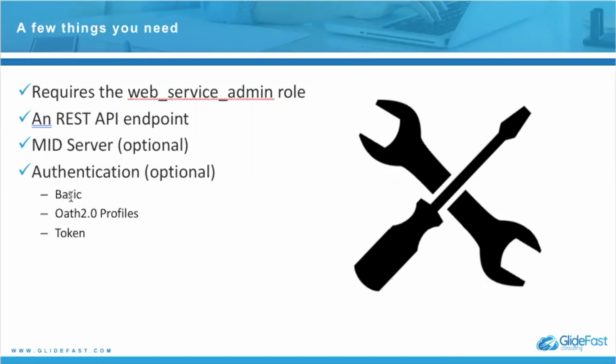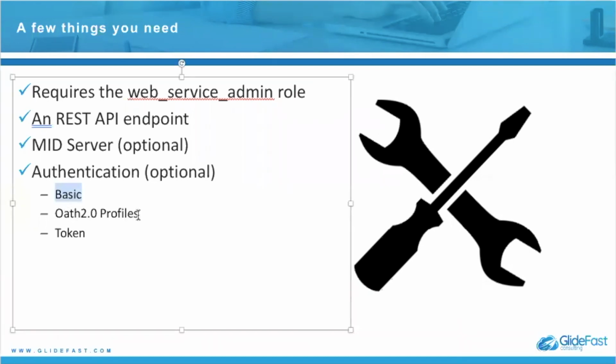There are two authentication types out of the box, basic and OAuth 2.0 profiles. The first two you can configure directly within ServiceNow. The third one is also pretty common, and the one that we'll probably be demoing today. Some APIs provide you with a token, and then you need to specify the token in the header of the request. So that's another way of authenticating the request.